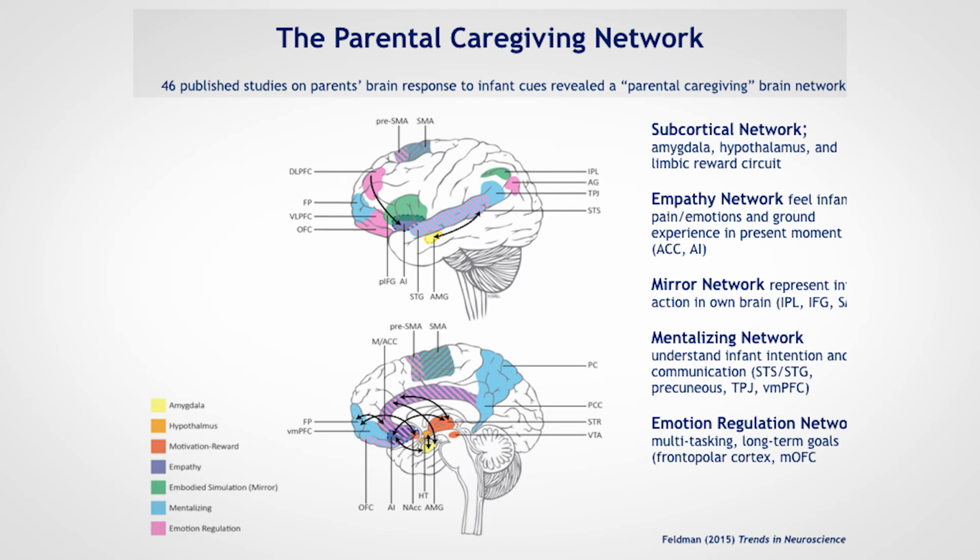in the present moment. The mirror network that enables parents to represent in their own brain the infant's action. The mentalizing network that enables parents to understand the infant's intention. And the latest evolving emotion regulation network that enables future planning and goal-directed caregiving. Altogether, they form the human parental brain.